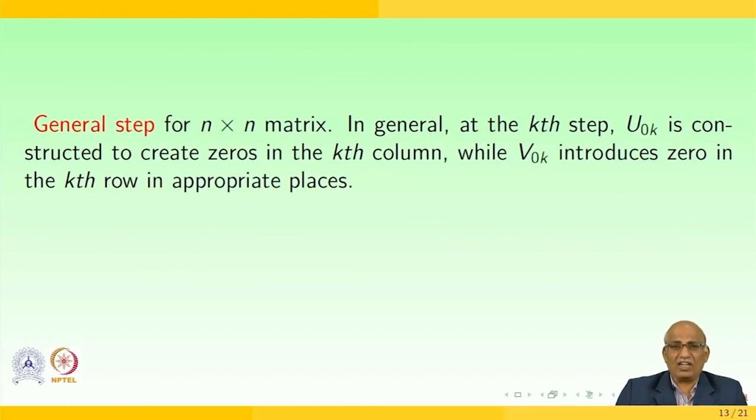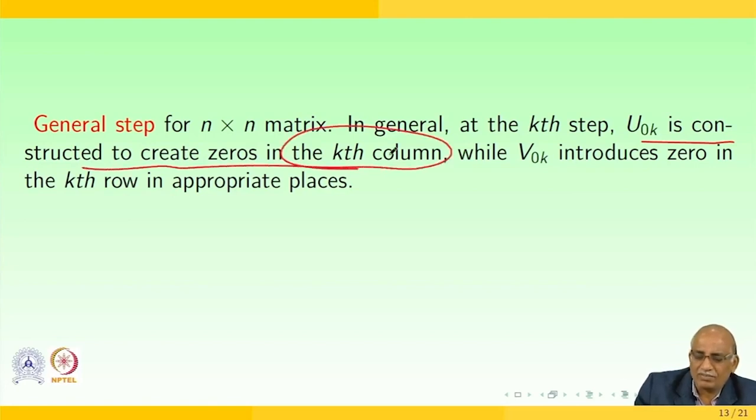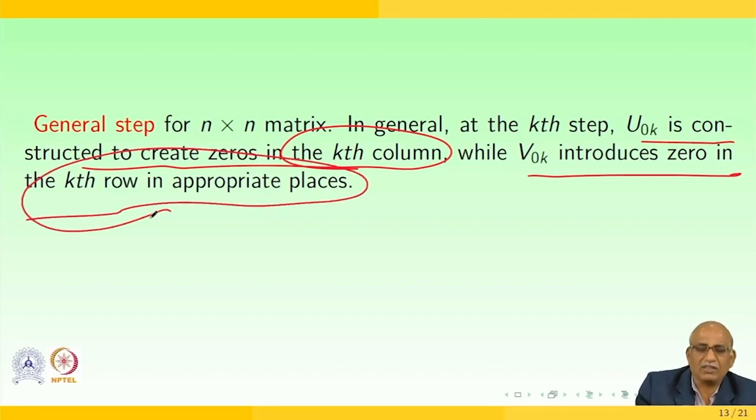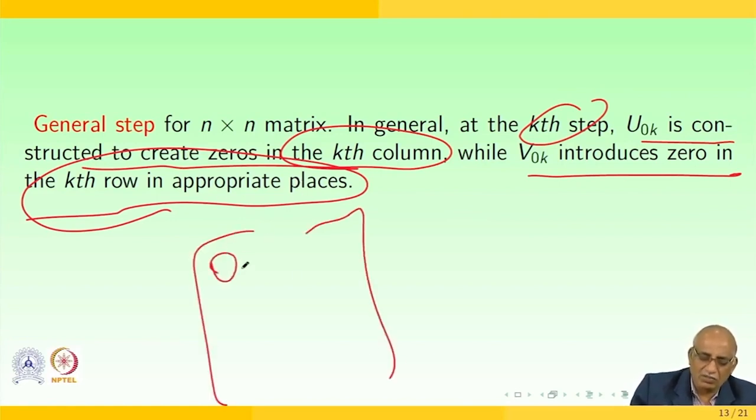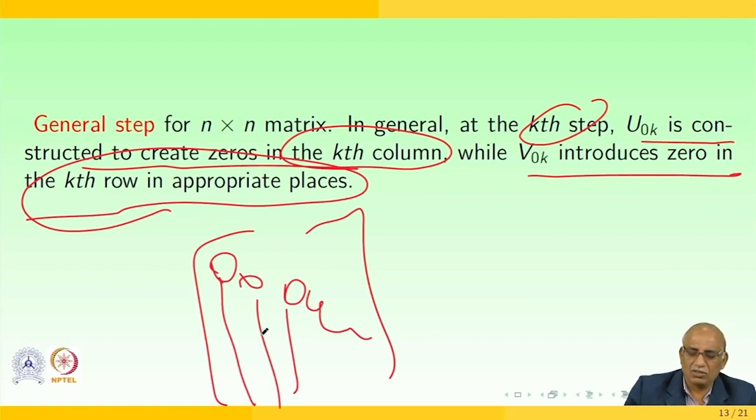So what is the general step for an n by n matrix? In general, at the kth step, U0k is constructed to create zeros in the kth column, while V0k introduces zeros in the kth row in the appropriate place. That is the basic idea. So if you have a matrix like this, this one is the main diagonal, make all the entries below it zeros. That is what it means.